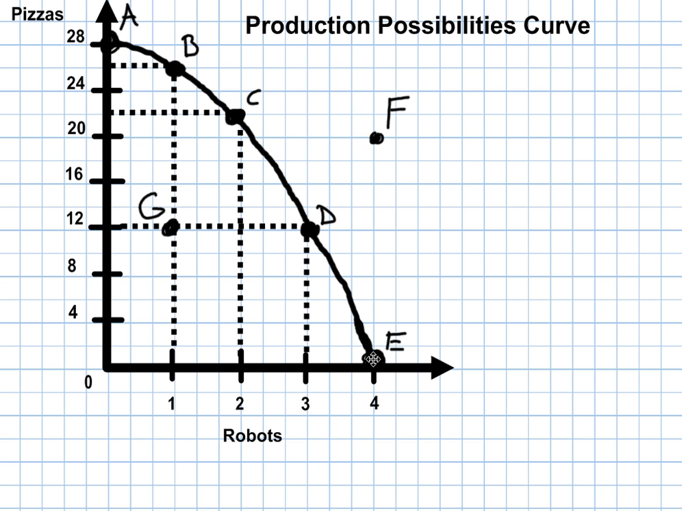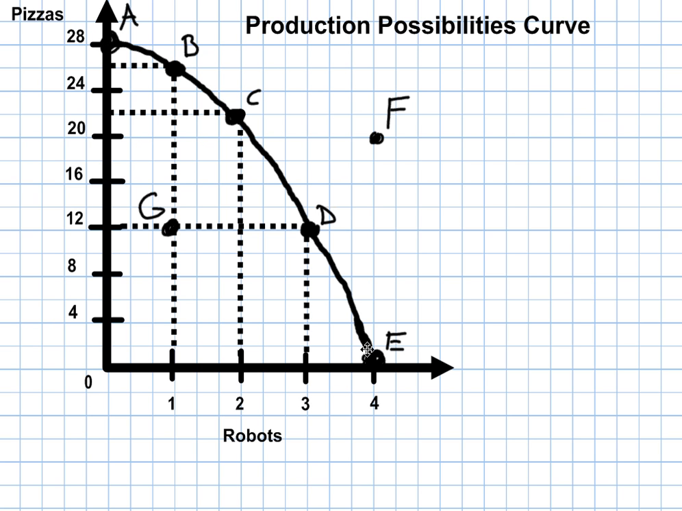Everything that lies on the curve or inside of it is possible. Anything that is outside is impossible, not possible or feasible with the resources that we currently have. So along each axis, robots, 4 is the maximum number of robots we can produce, and that's if we used everything we had to make nothing but robots. And 28 would be the maximum number of pizzas, again, using all of our available resources.